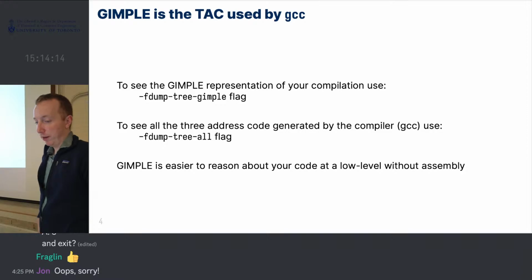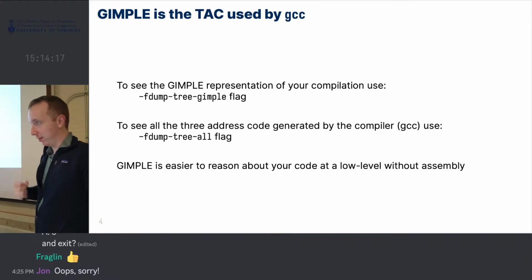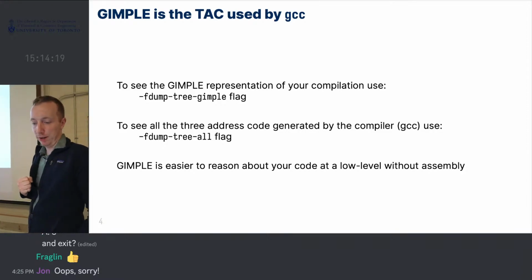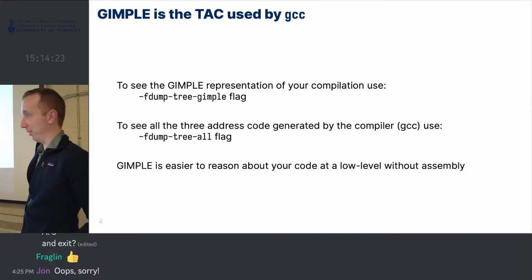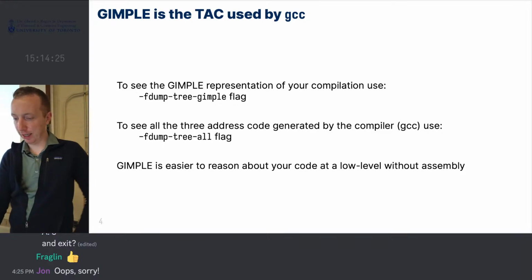The specific 3-address code used by GCC is called GIMPLE. Don't ask me why it's called that. We kind of suck at names. Look at your names for all your labs. So yeah, can't really blame them.